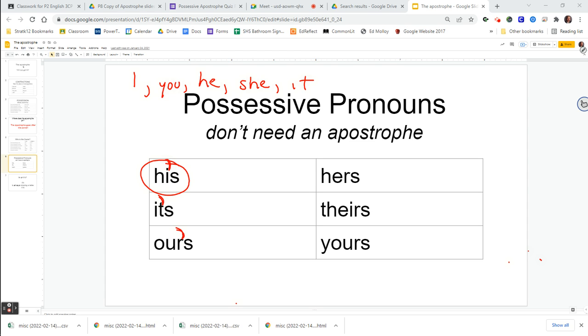They're already possessive. You don't need an apostrophe in hers. It's not hers is, it's hers without the apostrophe. So these do not get apostrophes. They're already possessive. The only one I think that's going to give you any big trouble is this one. Its. Okay? Its, sometimes you see it with an apostrophe and sometimes you don't. When it doesn't have an apostrophe, it's a possessive pronoun.